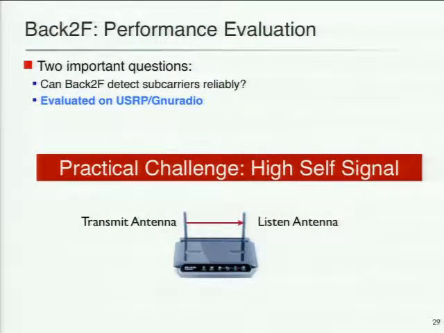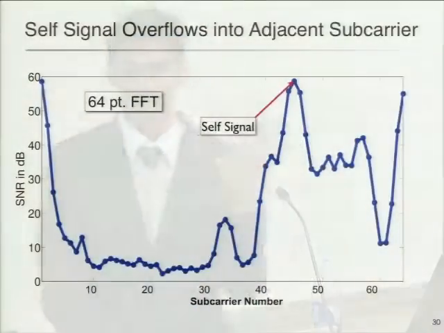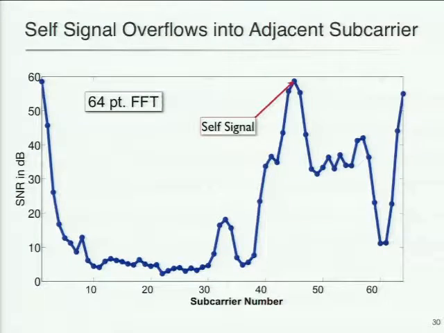Observe there is a practical challenge here. If I am an access point and I am transmitting my backoff value on my transmit antenna, since my listen antenna is also on me, there will be a high self signal from the transmit to the listen antenna. And because of that, it may not be possible to understand who else is transmitting on the listen antenna. And let me show you through this example how that happens.